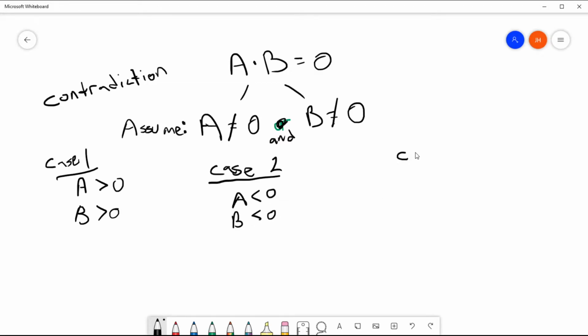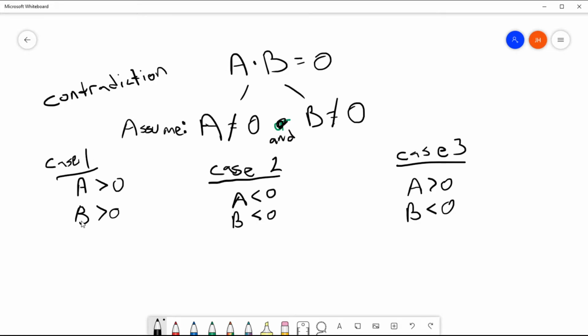And then case 3 would be that one of them is positive, so A could be greater than 0, and one of them is negative, B is less than 0. Now, interesting thing, you don't need to actually switch this because A and B are just variables. It doesn't matter which one's greater than 0, which one's less than 0. All that matters is that one of them is positive and one of them is negative. Now, let's look at case 1.